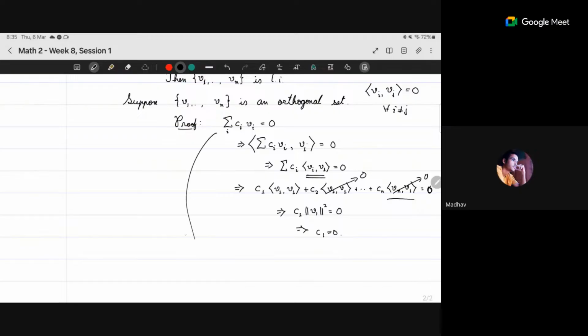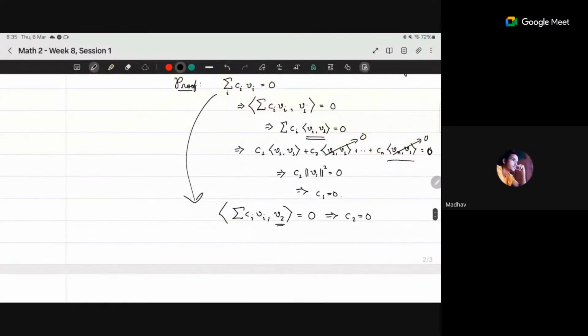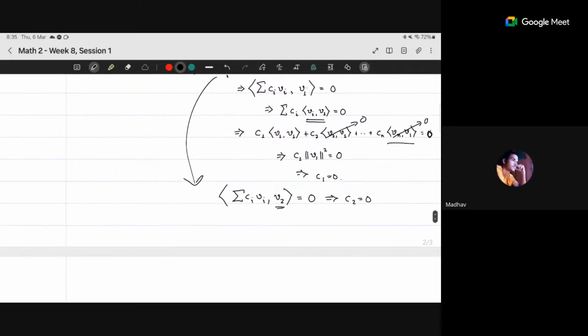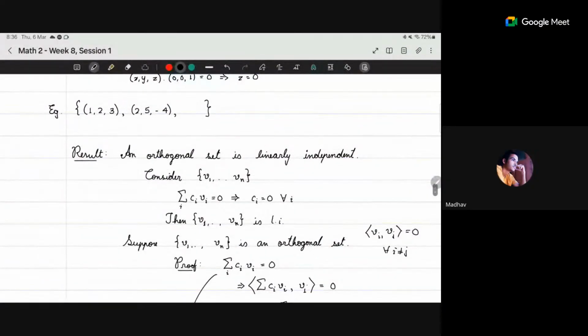But I can start this with summation Ci Vi with V2 is equal to 0 also, because on the other side you have 0 anyway. So this would give me C2 is 0. You can follow the same proof and you'll get C2 is equal to 0. And the same thing you can repeat for all choices of Vi and get that Ci is equal to 0 for all i. Even if you don't understand this in its entirety, it's fine. All you need to know is orthogonal implies linearly independent.